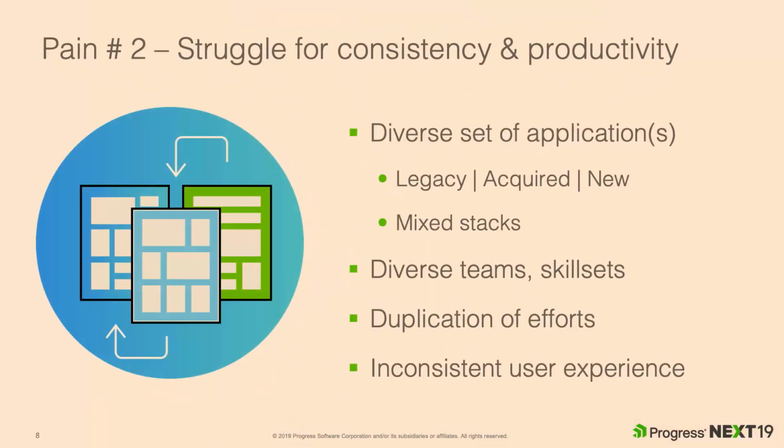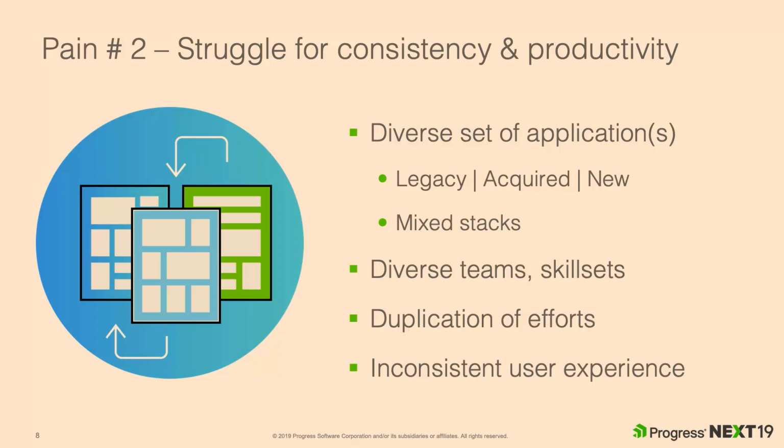So the next pain that we heard from the conversations that we've had over the last 6 to 8 months was that there's a struggle for consistency and productivity, right? A lot of enterprise organizations are building diverse sets of applications. Some of these are legacies, some have been acquired, some they're just building right now. Each of these applications are being developed by different teams. Those teams have different skill sets. And there's a lot of duplication of efforts, right?